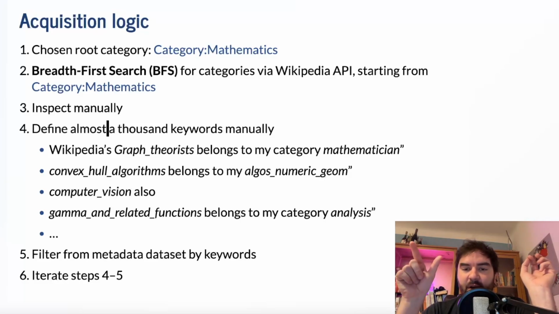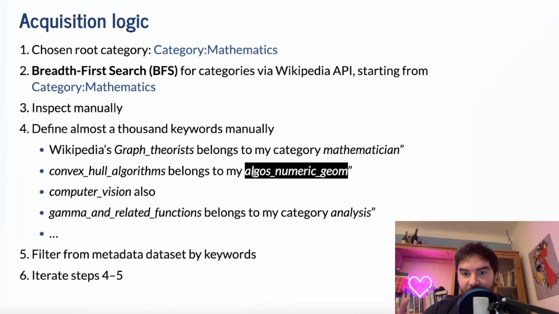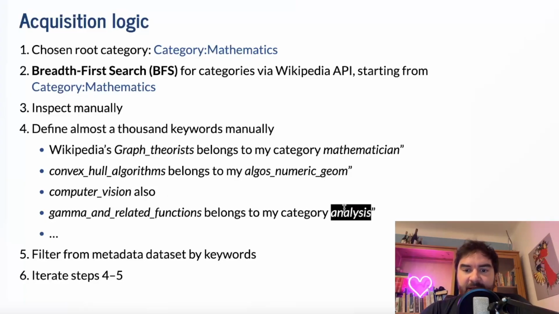And I have these custom categories where, for example, I say, convex hull algorithms. This is far too fine as a category to be useful for my categorization of texts. And so I package this into this algos numeric geometry category, of which I have like 20. Right? I have mathematician, algos, and analysis, and I take the math categories and package them in there. And I iterated on this and saw what I want, what I do not want.